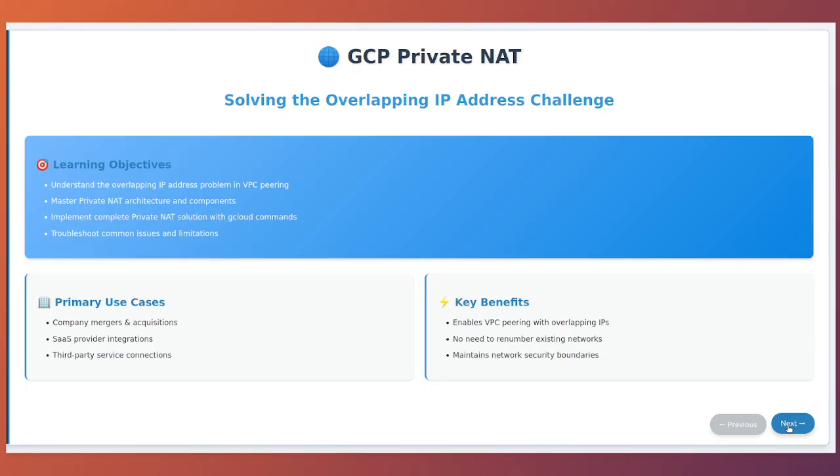But GCP's VPC peering has a fundamental rule: no overlapping IP ranges allowed. This is where Private NAT becomes your superhero solution. Think of Private NAT as a translator sitting at the border between your networks, changing the from address on packages so they can be delivered to the right destination without confusion.